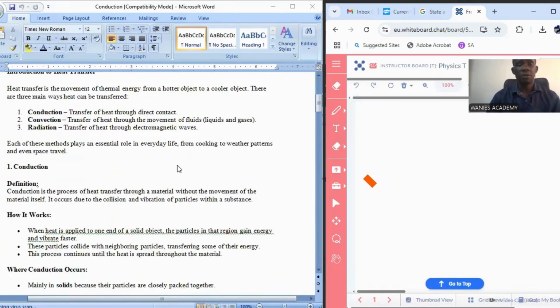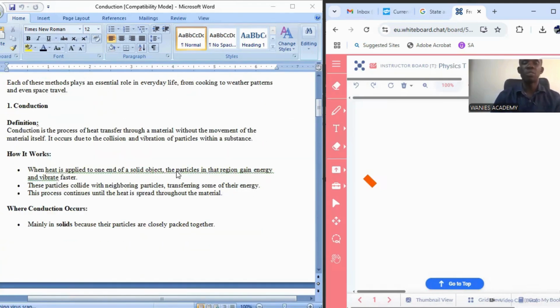By definition, we say conduction is a process of heat transfer through a material without the movement of the material itself. So the material doesn't move, but heat is transferred when they come together. It occurs due to collision and vibration of particles within the substance. So conduction happens as a result of collision and vibration of the particles.